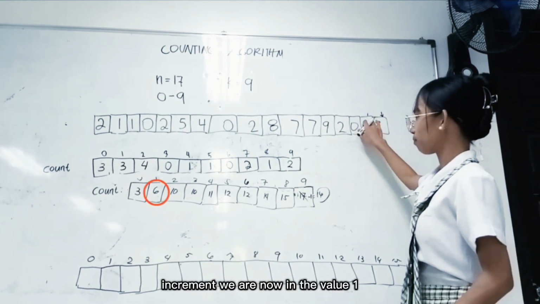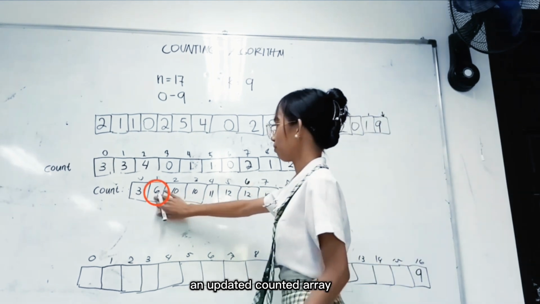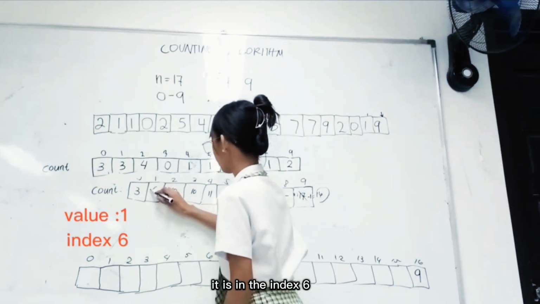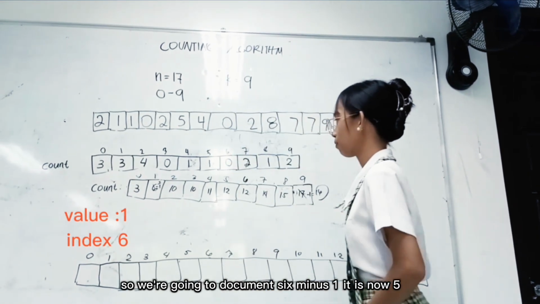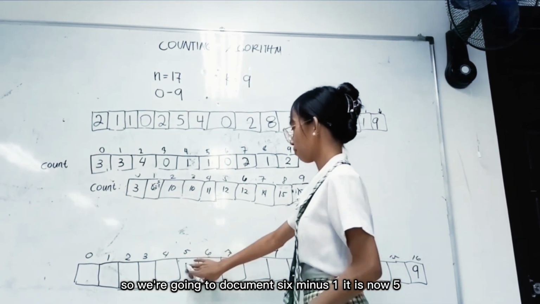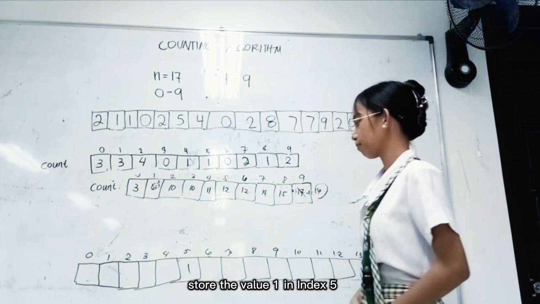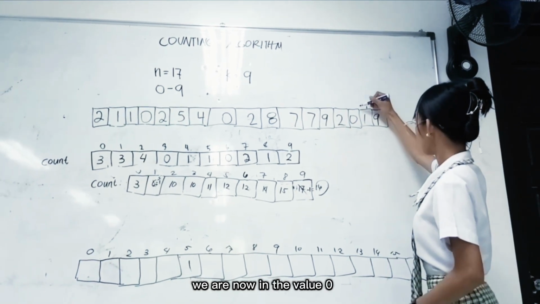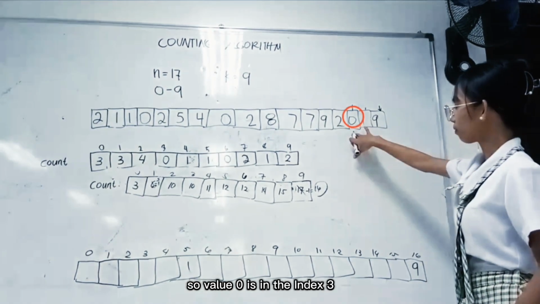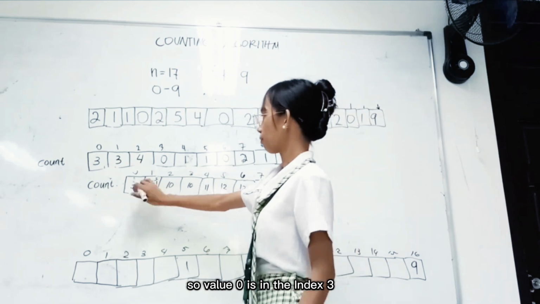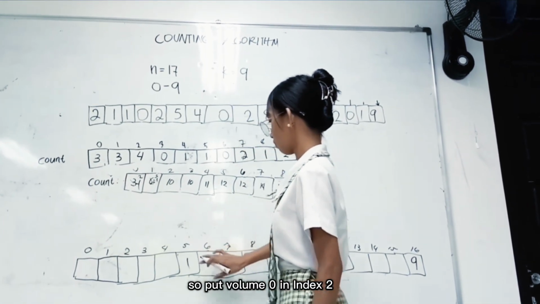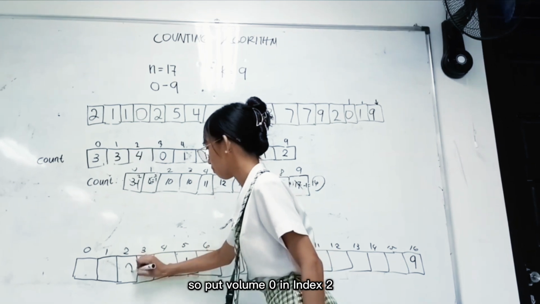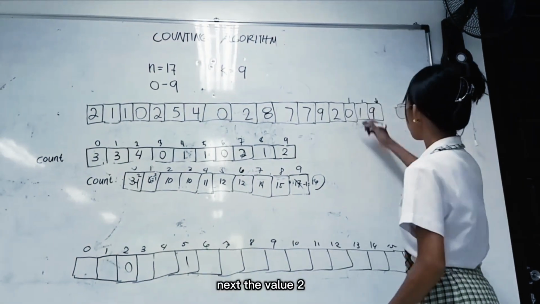Now we are at the value 1. In the updated count array, it is at index 6, but we are going to store it at index 5, so we decrement 6 minus 1, which is 5. So store the value 1 at index 5. Now we are at the value 0. Value 0 is at index 3. Index 3 minus 1 is 2, so put value 0 at index 2.